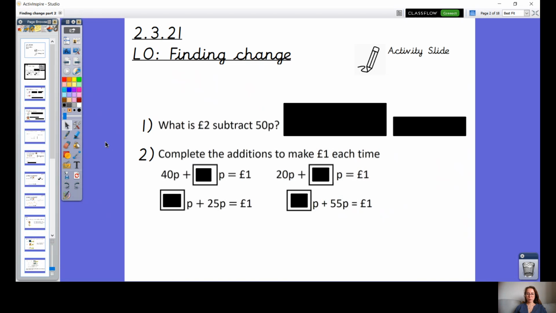Well done. So today we're going to be having a look at finding change again. We're going to have another look at this. Today's lesson will be looking at finding change from more than a £1 coin. Okay, let's look at this activity first.